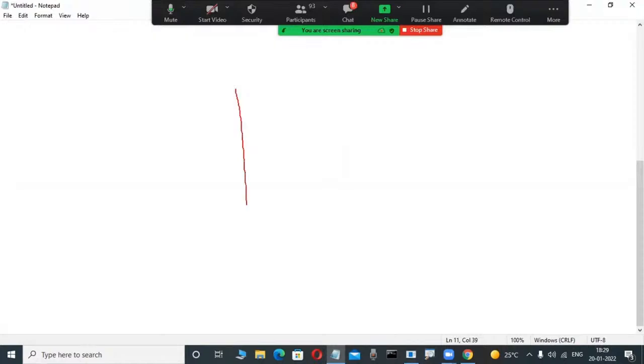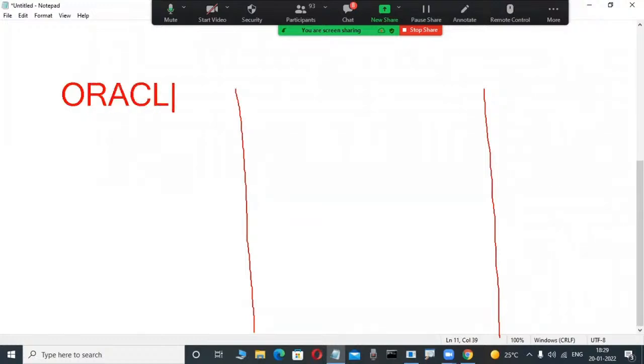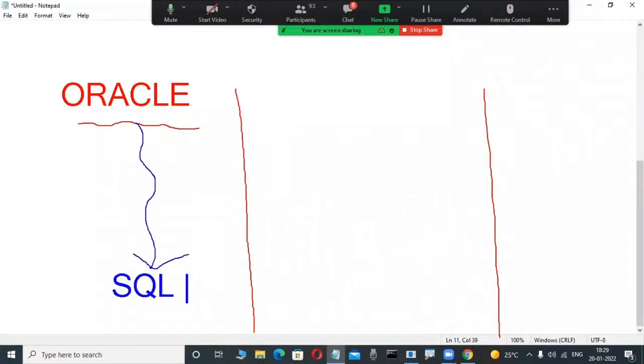Suppose I am working in a company. Slowly observe here. I am working on an Oracle project. Oracle is a relational database product. If I want to operate this relational database product, then in my company I use SQL, which is a language. Observe here: SQL is a language I'm using.